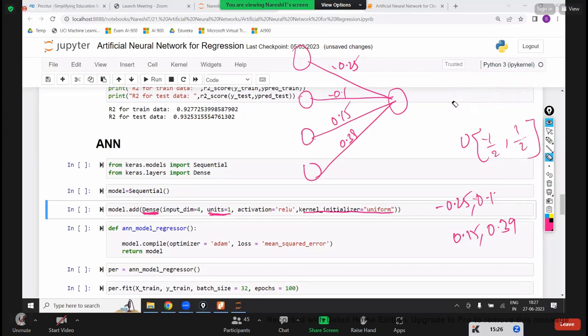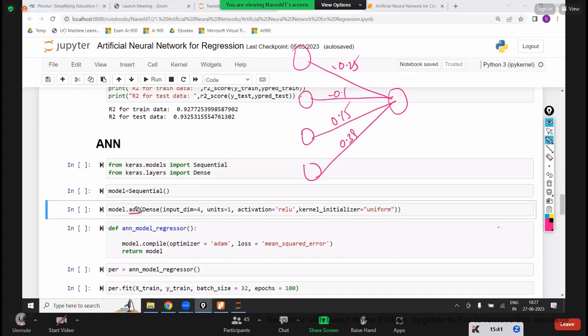Okay. Just observe once again this line. Model dot add. Model means sequential. Sequential means whatever the order I'm going to write, you have to take in that order. What I'm going to add means first step I'm going to add, with respect to dense. Dense means connections. These lines are there now. These 4 lines are called dense.